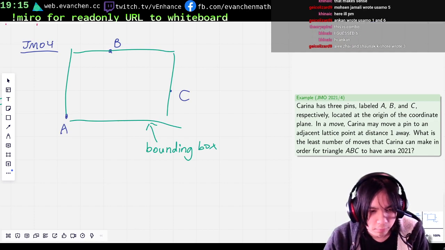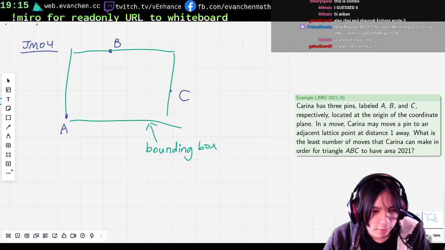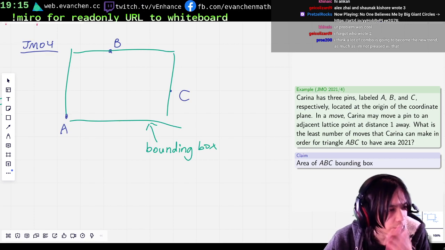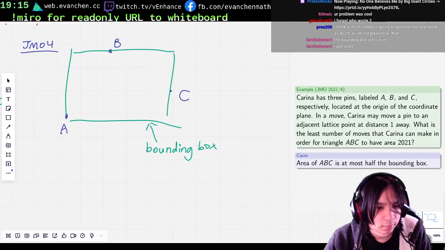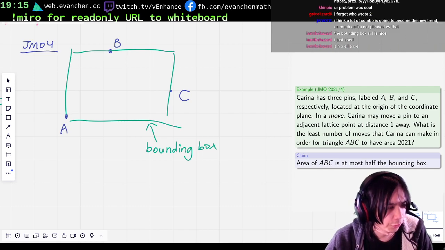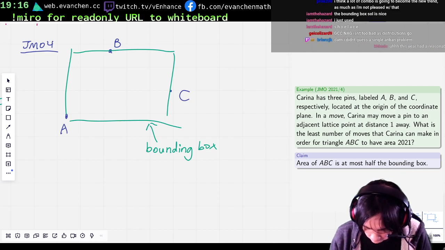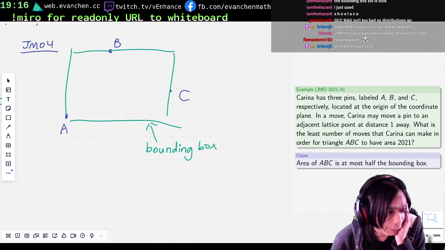And claim: the area of the bounding box is at least twice the area of the triangle, so the triangle's area is at most half the bounding box. This is not too hard to prove. You can prove it just by doing straight coordinates, or alternatively, a slightly weirder proof goes like this.